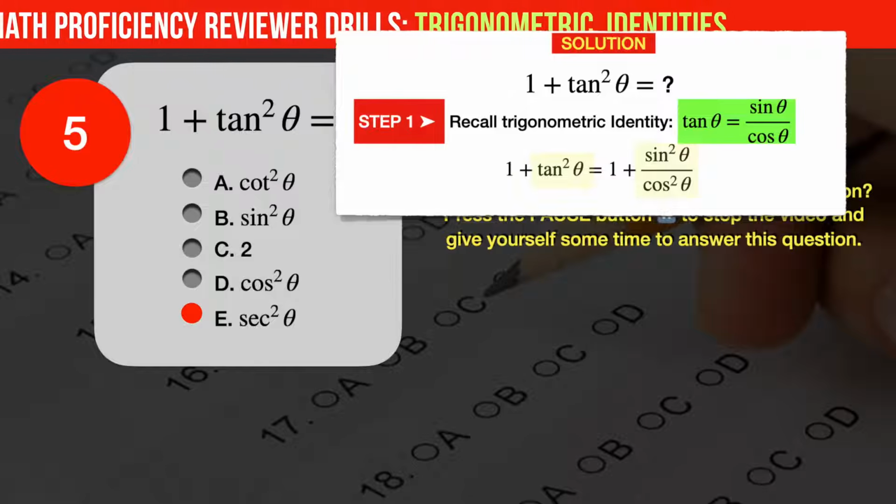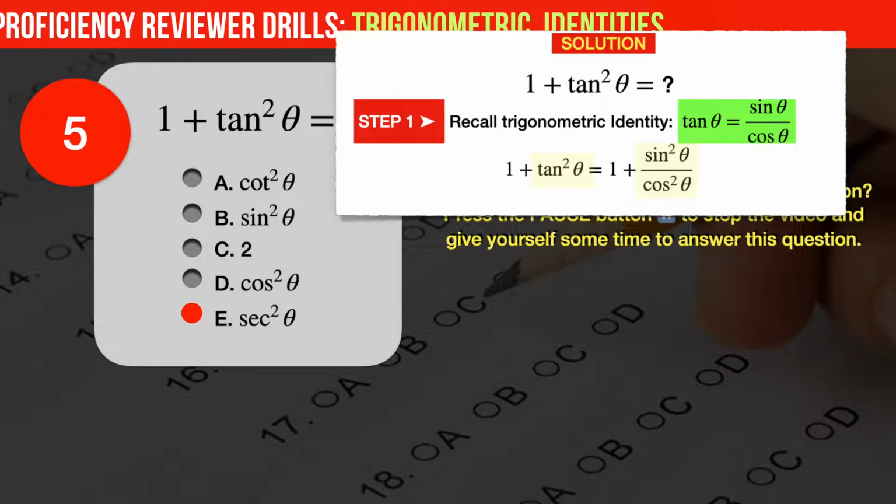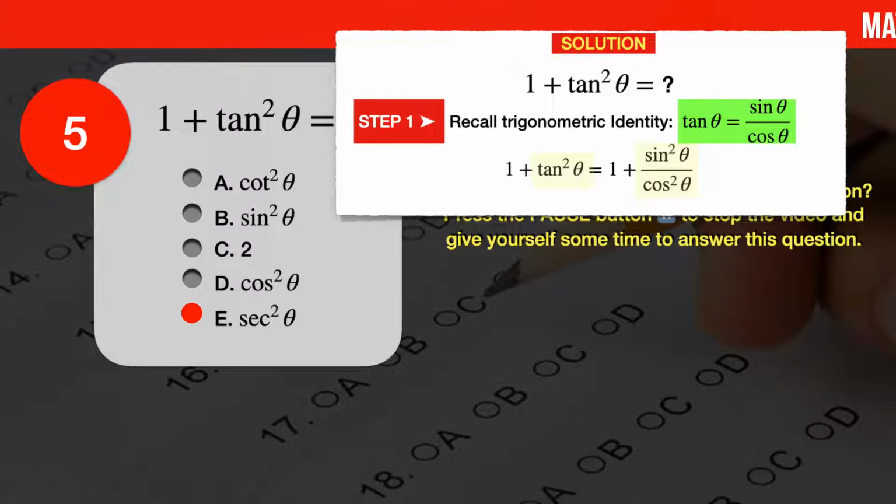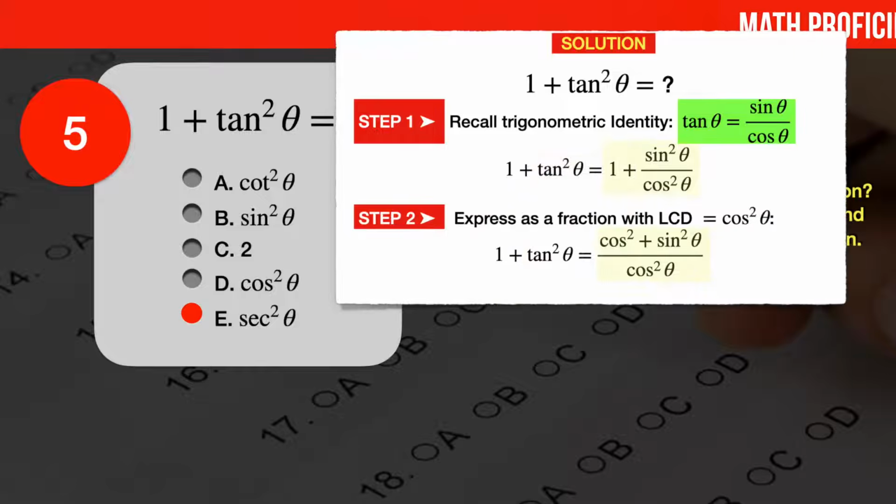1 plus tangent squared theta can therefore be expressed as 1 plus the quantity sine squared theta over cosine squared theta. With cosine squared theta as the least common denominator, we can rewrite the expression as cosine squared theta plus sine squared theta, all over cosine squared theta.